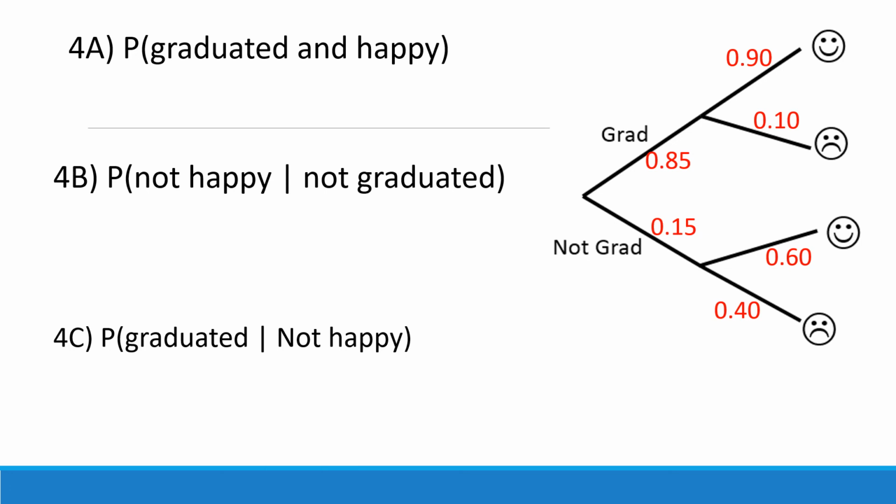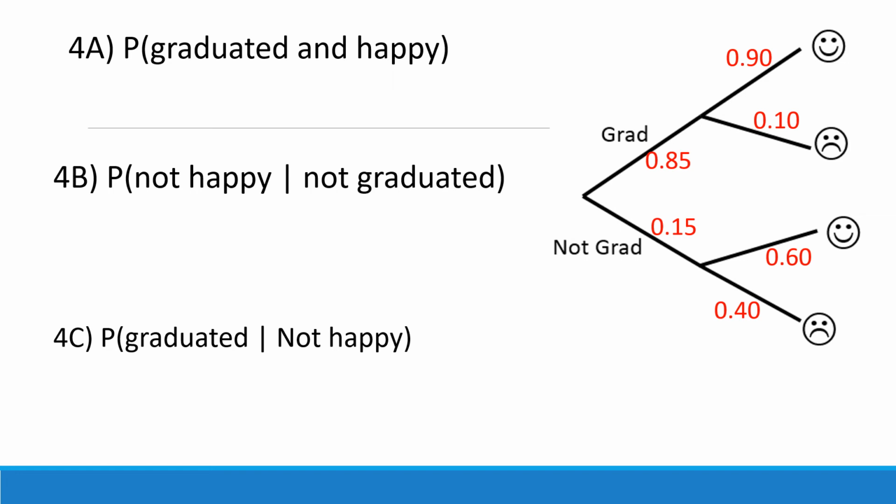Okay, so before I do anything, I want to point out that each second branch represents a conditional probability. So the probability that a person is happy given that they graduated is 0.9. The probability that the person is not happy given that they graduated is 0.1.